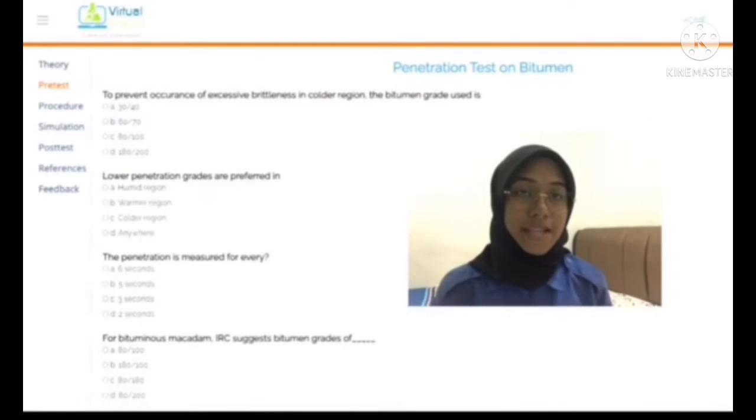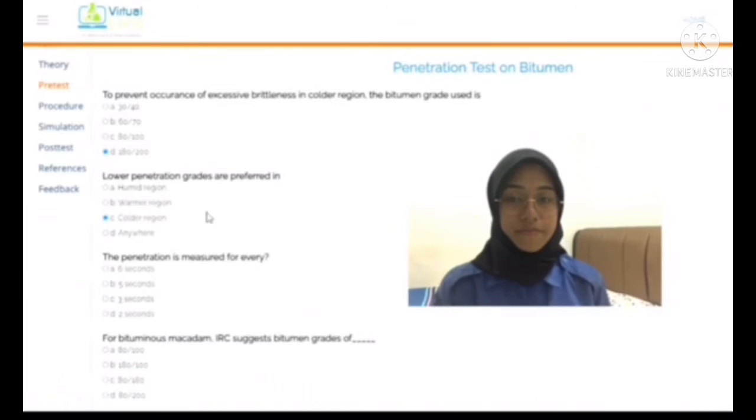This is the pre-test for the penetration test on bitumen. For the first question, to prevent the occurrence of excessive brittleness in colder regions, the bitumen grade used is, the answer is D, 180/200. The second question, lower penetration grades are preferred in, the answer is C, warmer region.